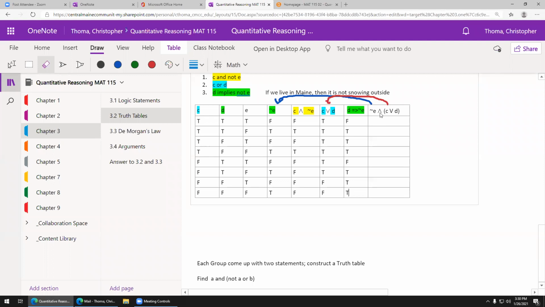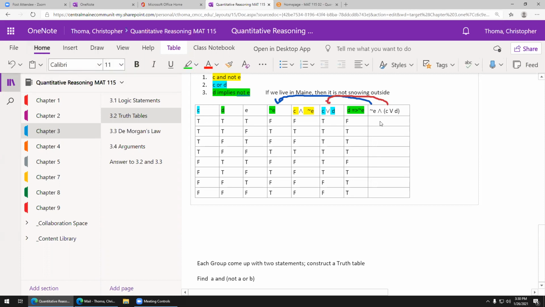And remember, an and is only true if both of these are true. So now I'm comparing those two columns. So not E and C or D. So false and true. True. False, sorry. Because I got a false and a true. So therefore that is false.